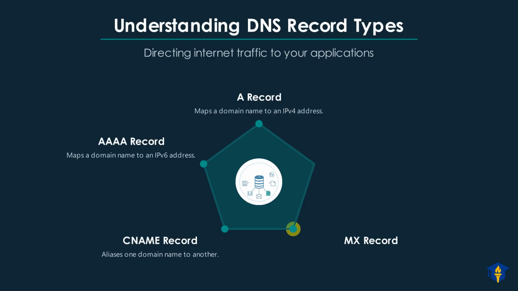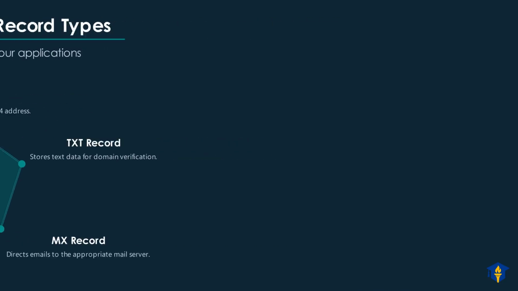Then, we have the MX record, which is specifically for email services. An MX record directs emails for your domain to the correct mail server. Finally, the TXT record is a versatile DNS entry. TXT records are used to store text data, often for domain verification purposes.